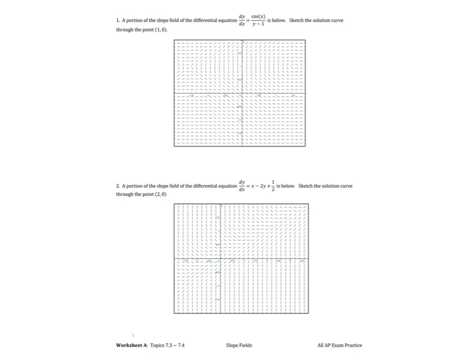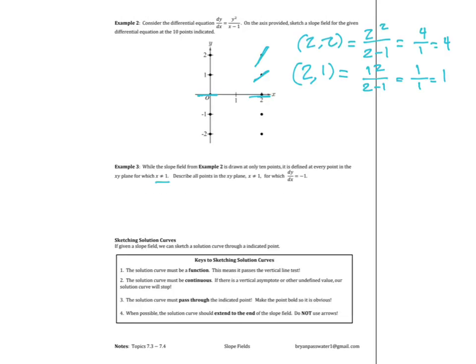Can you visualize it? Because I want to go back and solve this question now. It says, describe all the points, x not equal to 1, because we knew that when x equaled 1, we were undefined. That's why we didn't plot any points in this area. So describe all the points for which the slope is -1. So we're going to set the slope, which was y squared over x minus 1, equal to -1. And when we do that, we're going to solve for y.